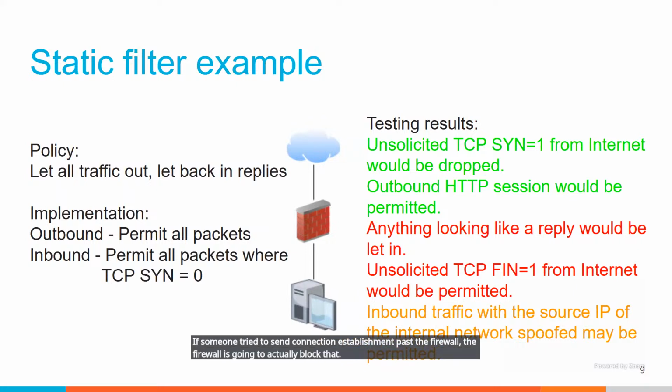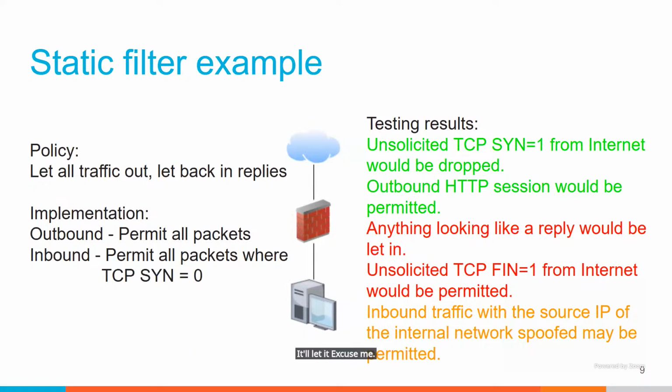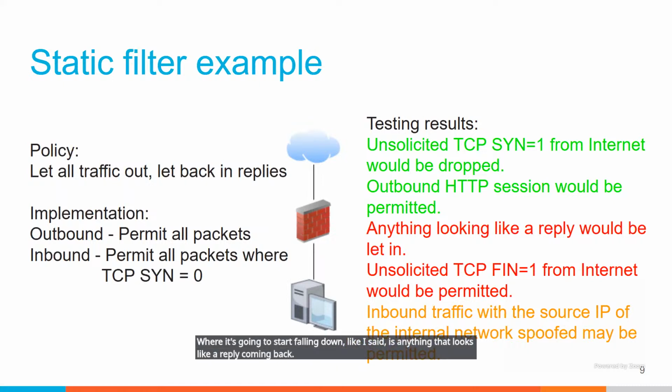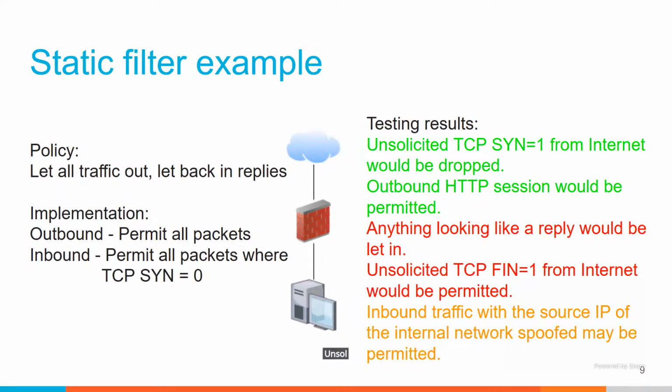If it's outbound HTTP or HTTPS sessions, it's going to permit those through okay. Where it's going to start falling down, like I said, is anything that looks like a reply coming back, because that could be a legitimate reply. It could be somebody messing with the TCP flags, turning SYN and FIN on at the same time, or only turning on the ACK flag, or only the FIN flag, or whatever. Those are going to be able to punch through our firewall because, again, we've got to let all replies through just in case. Unsolicited TCP FIN, yep, that's going to sneak through.